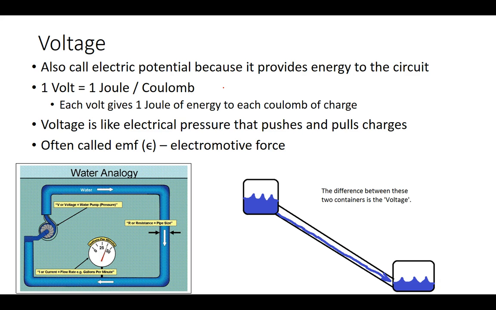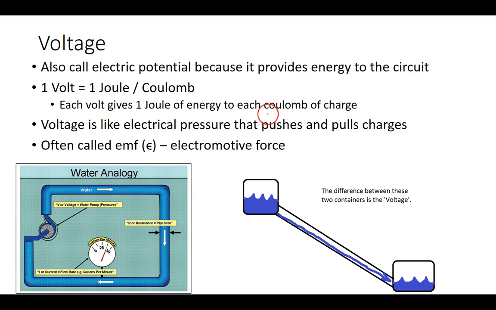So let's start defining some terms. The first term is voltage, and essentially it's also called an electric potential. This is what provides the energy to the circuit. So it's the push. We're going to be pushing the current through the circuit, pushing the electrons through the circuit. The units are going to be volts, and what a volt is, it's 1 joule per coulomb. So what it does is it gives energy to each coulomb of charge. 1 volt would be giving 1 joule of energy to each coulomb of charge.